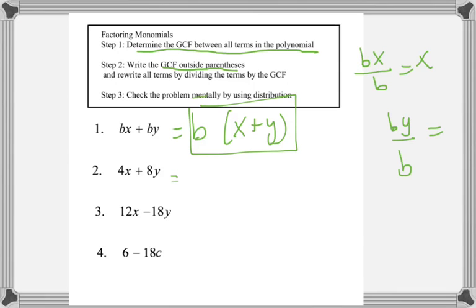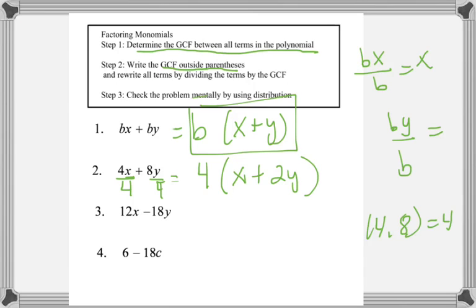Okay, so let's go on to the next one. We're going to think about the GCF between 4 and 8. The GCF is 4, so I'm going to pull that out. Notice that this has x, this has y, so there's no GCF. The variable terms have nothing in common. So I want to think of this as being divided by 4 and this as being divided by 4. So I have x there and 2y remaining.